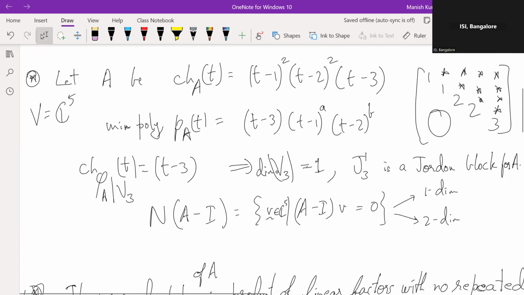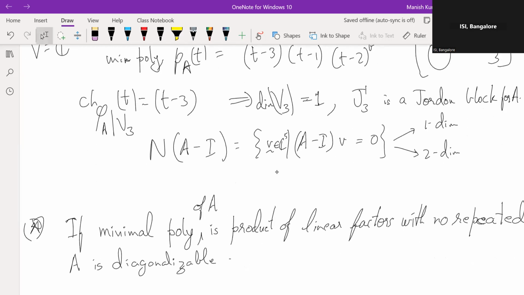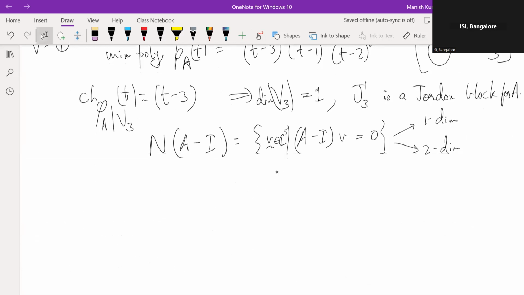The generalized eigenspace should have this dimension, because the characteristic polynomial has degree 2 for eigenvalue 1 and degree 2 for eigenvalue 2. So the dimension of the generalized eigenspace is 2 for both of them. Note that by what we have seen, the dimension of V2 is 2 and the dimension of V1 is also 2. So these are generalized eigenspaces.